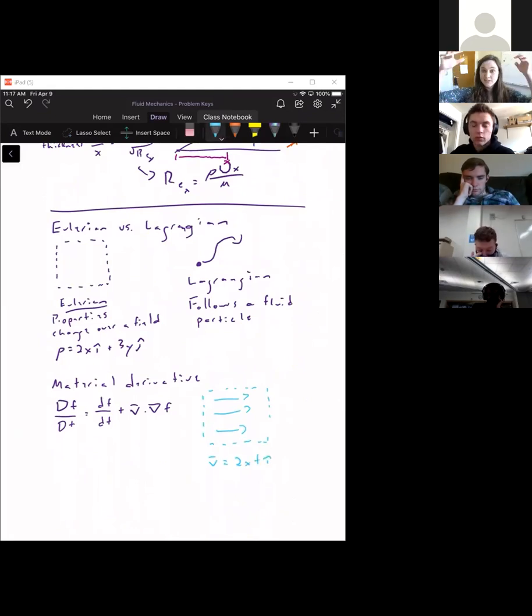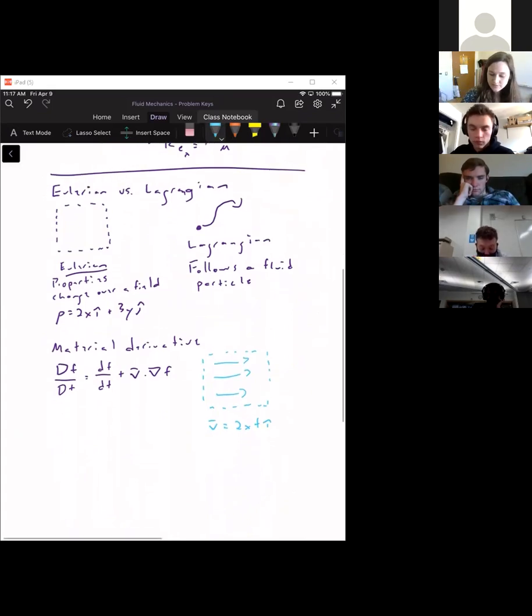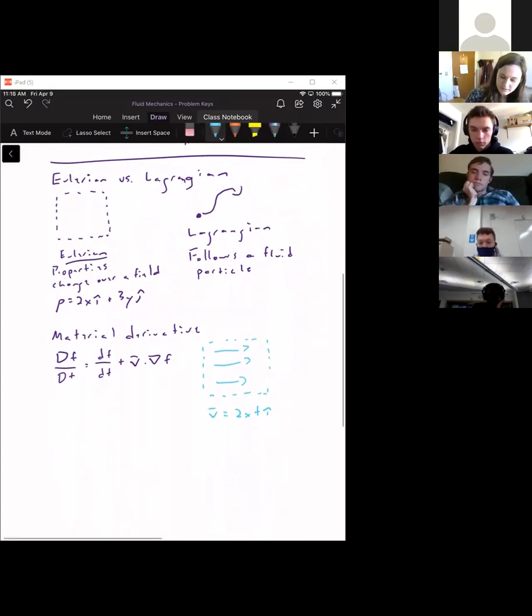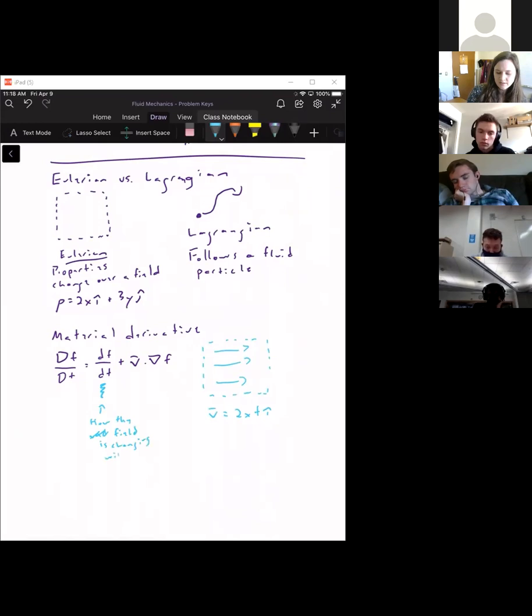So if we're looking at this from the Eulerian point of view, the velocity is getting faster with time as we go along. And then also the velocity goes faster as you go to the right, right? So that would be df dt. How the field is changing with time. So that dv dt would mean this is how the velocity in this whole square I drew is changing over time.